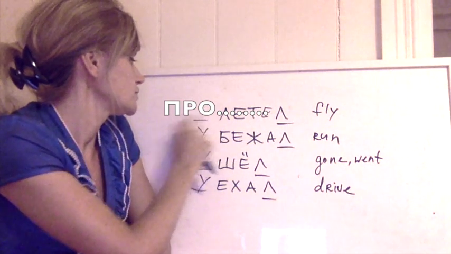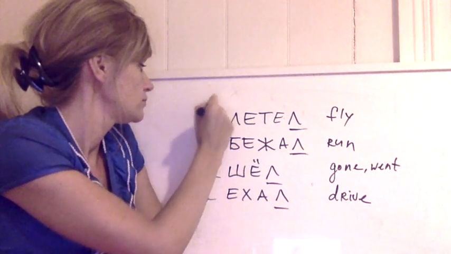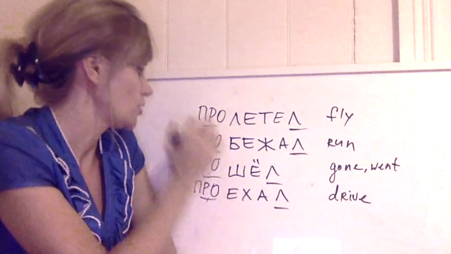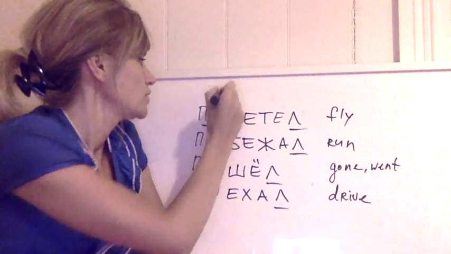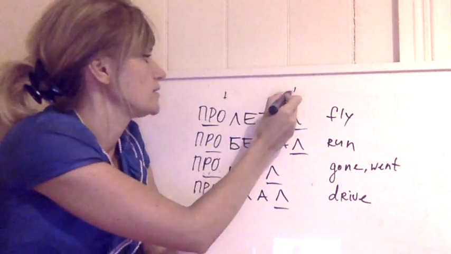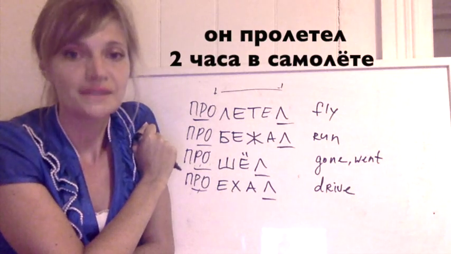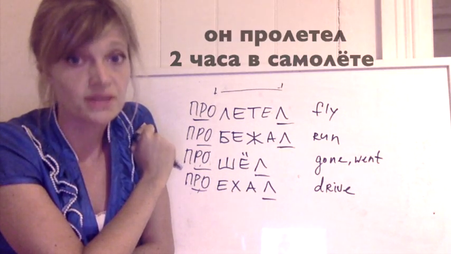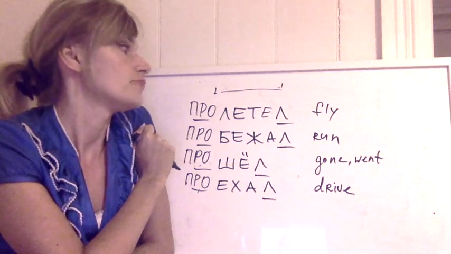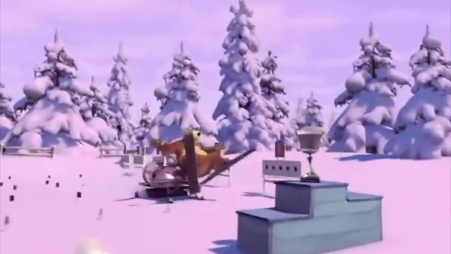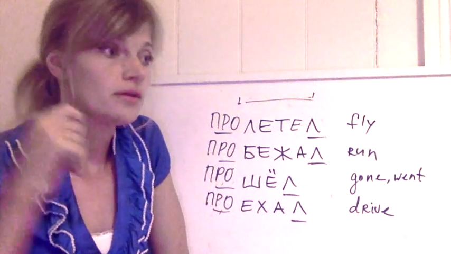For example, if you put another prefix here, про: пролетел. Remember про? Something thoroughly, from the beginning till the end. Пролетел, he flew through. You can say он пролетел 2 часа в самолете. It means he spent 2 hours in the flight, in the plane. Or you can also use it as he flew through. Он пролетел через забор.